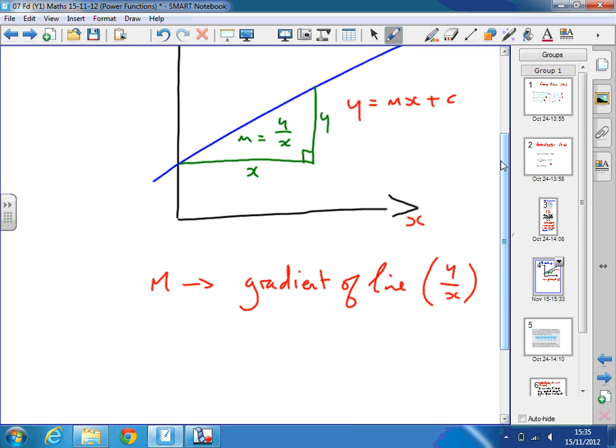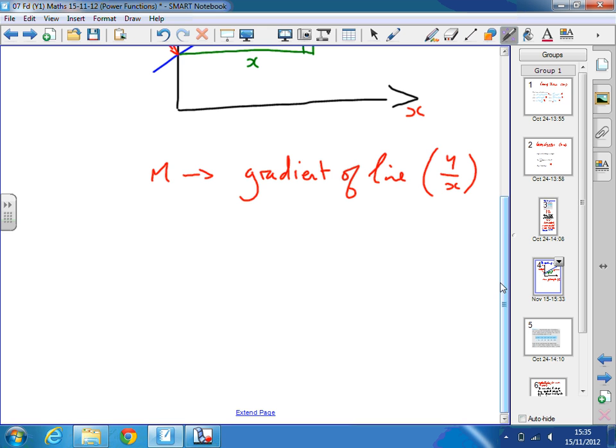Okay, so c is the y-intercept, where it cuts the y-axis. And that makes sense because that's the point at which x is 0. And if you note in this equation of the line, when x is 0, this bit disappears, and so I'm just left with y equals c. So how do I find c? It's wherever it cuts the y-axis. So c is the y-intercept.